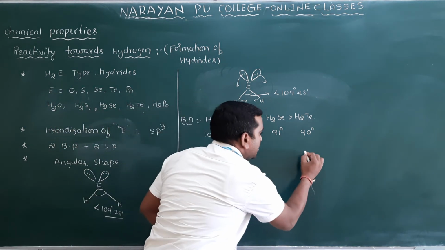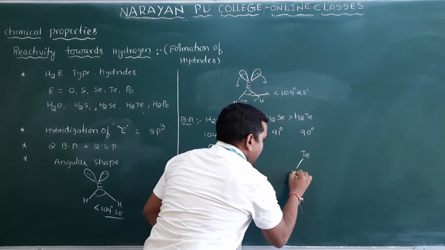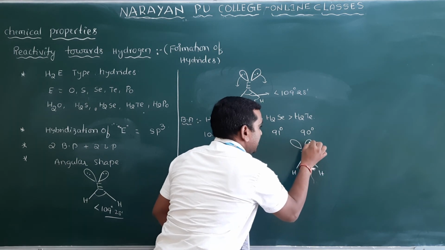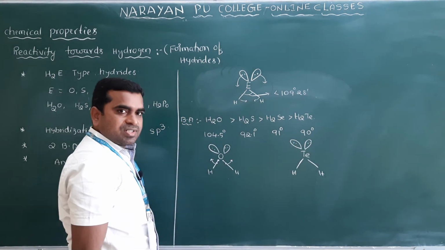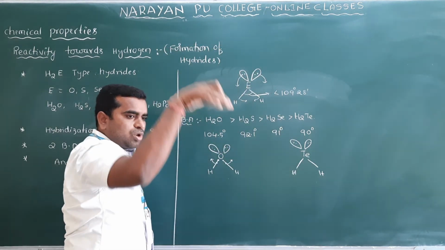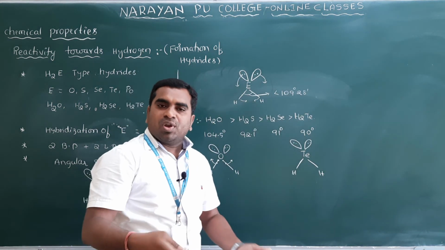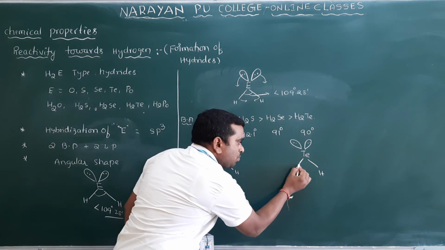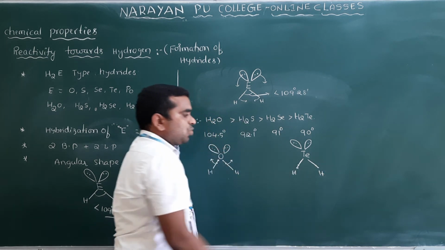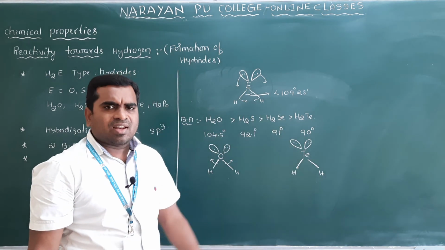And take here H2Te. Clear? Tellurium is there, and here there is a hydrogen, and here there is a hydrogen, and there is a lone pair of electrons here. Clear? As we are moving down the group from oxygen to tellurium, electronegativity decreases. So these bond electrons are close to which one? Almost close to hydrogen, because tellurium is less electronegative than hydrogen.